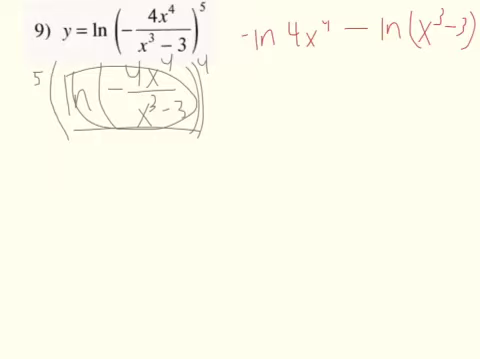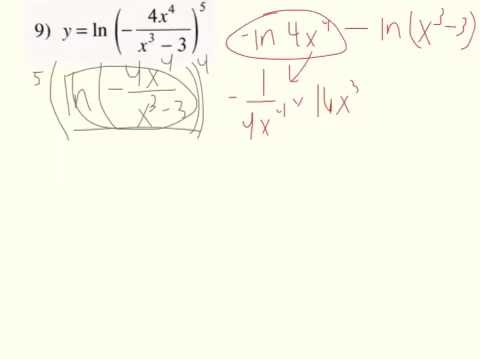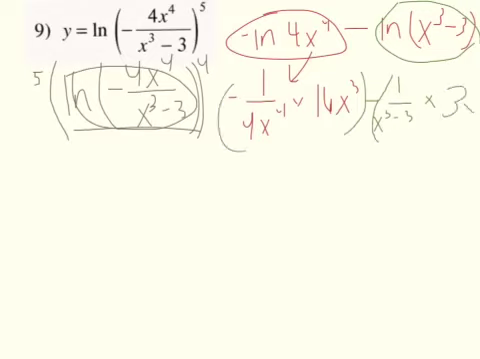Okay, so the derivative of this would be 1 over 4x to the 4th times 16x to the 3rd, because that's the derivative of this whole function. And then the next function would be minus this whole derivative, which would be 1 over x cubed minus 3 times, let me put parentheses around this, times 3x squared, parentheses.